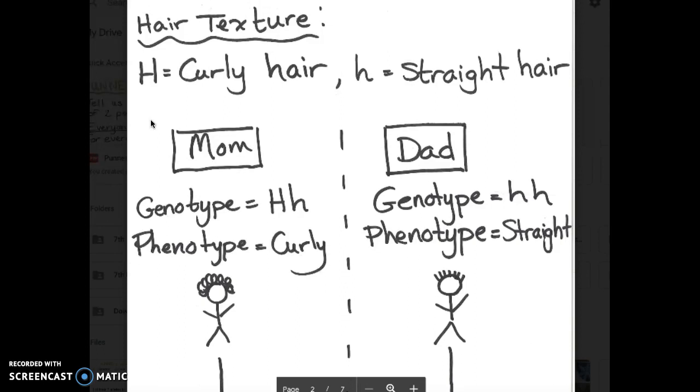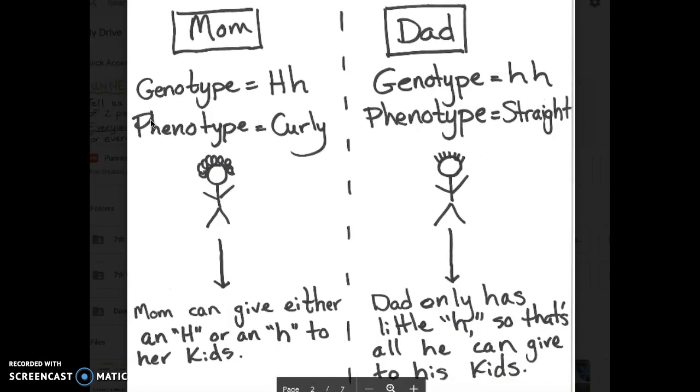So we're going to take this combination of parents. The mom's genotype, or actual alleles, is big H, little h. Even though she has one for curly hair and one for straight hair, the curly hair is dominant. So she actually has curly hair. This is her phenotype. She looks like somebody with curly hair.